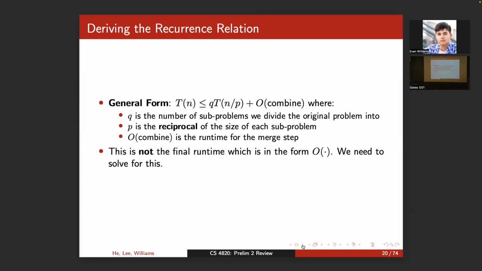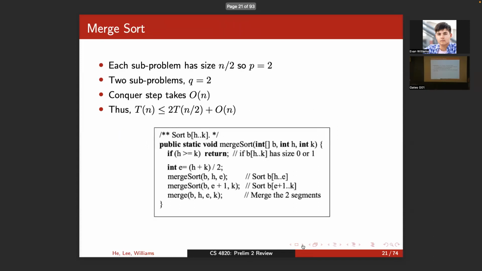And then the combine step is the runtime for combining them. So for merge sort, it's going to take linear time to combine those two subarrays together, so that's going to be O of n. This is not the final runtime because this is T of n, right? It's not in big O notation, which is what we want. And to solve that, we can use a couple of different tactics. The first one's going to be the Master's theorem.